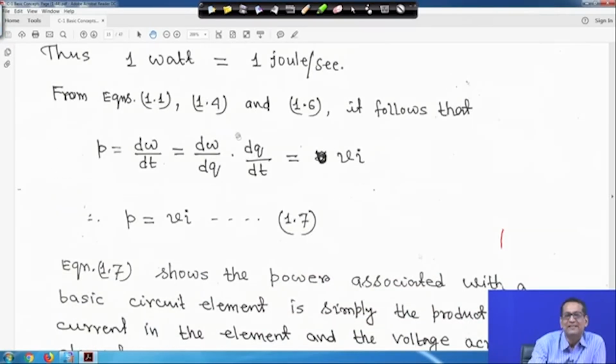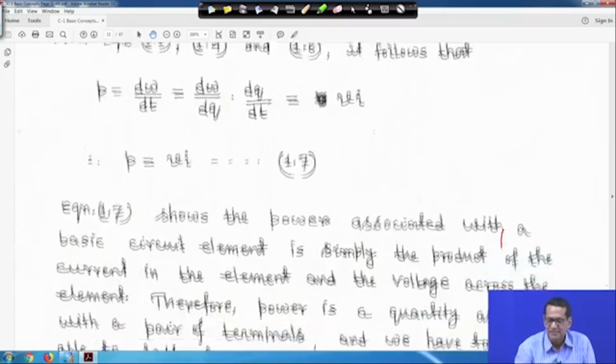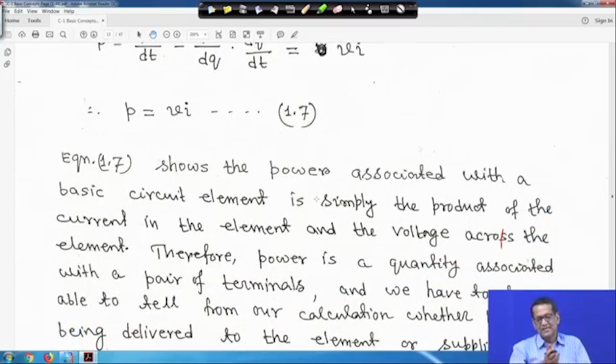I need not write it again; it is understandable. dW by dt is written using the chain rule of differentiation, dW by dq into dq by dt, where dW by dq is equal to V from equation 1.4, and I is equal to dq by dt from equation 1.1. So, power is equal to voltage into current. Equation 1.7 shows that the power associated with a basic circuit element is simply the product of the current in the element and the voltage across the element.